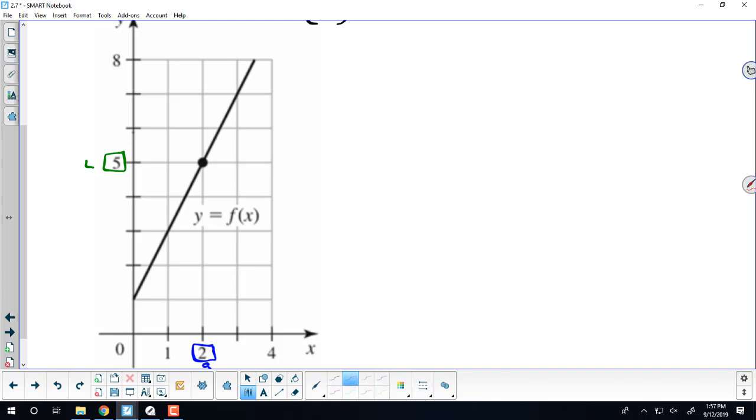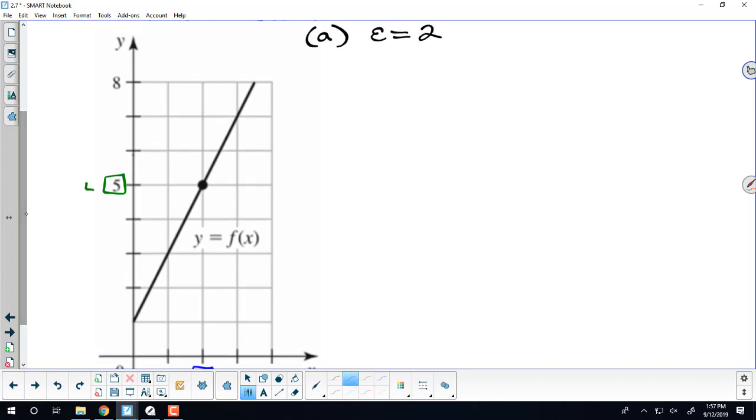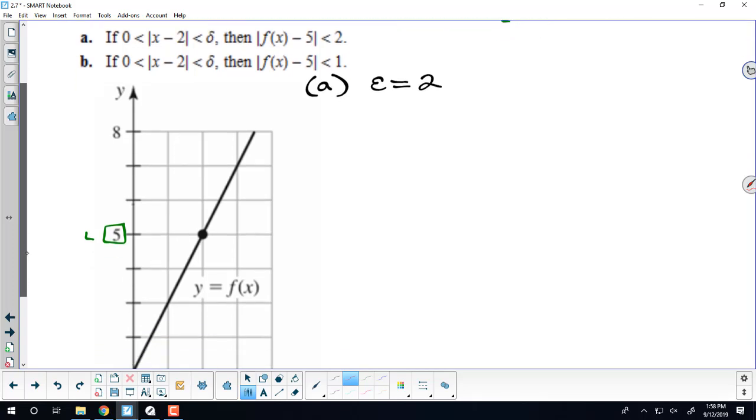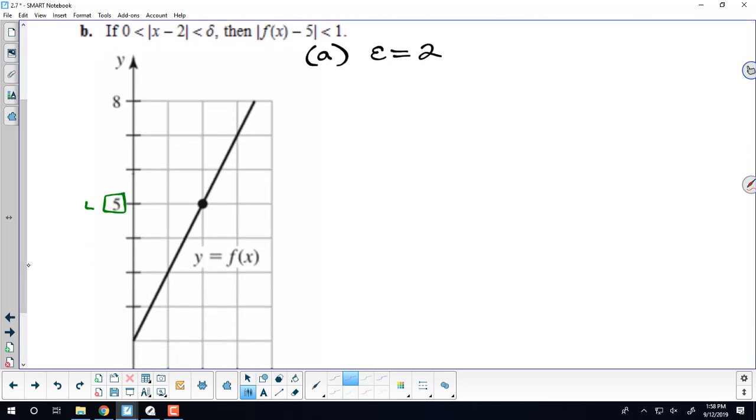And for part A, epsilon is 2. So that says we are, let's go back up there and look, we are 2 units from 5 on the y-axis. So I'm just going to go 2 units in both directions from 5 on the y-axis, here and here. So all of those values, does everybody agree, are 2 units from 5?